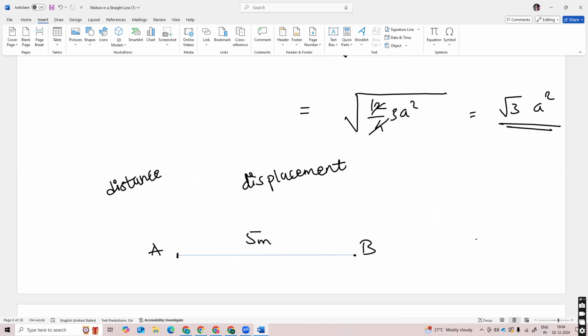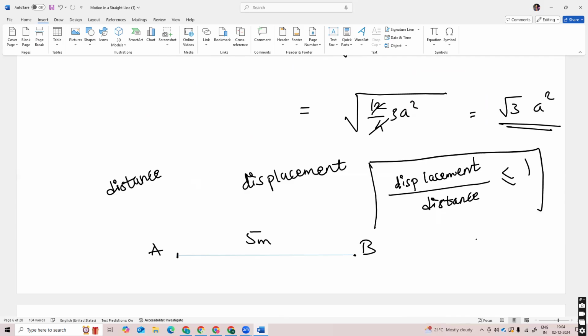So from this we can come to a conclusion that the ratio of displacement to distance is always less than or equal to 1. This is one of the important ratios, that is, the ratio of displacement to distance is always less than or equal to 1. It is less than 1 when, like we have seen in the example of the circle or hexagon.